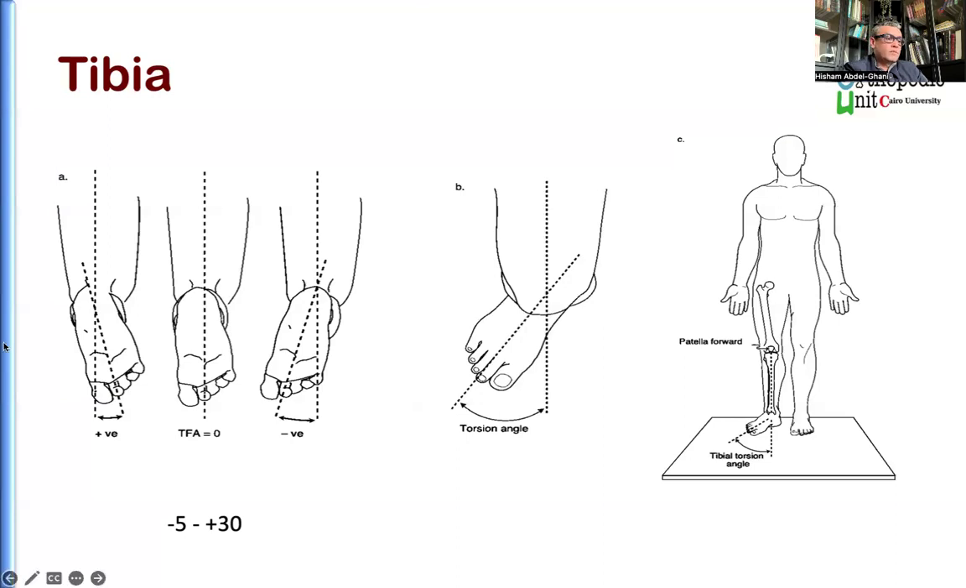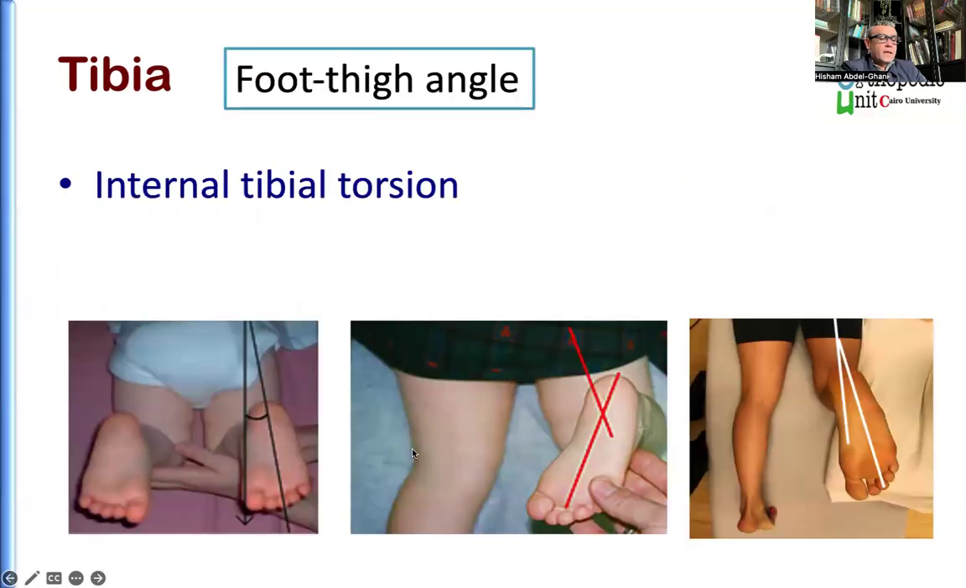The axis of the foot is aligned from the center of the heel to the space between the second and third toe, and it should be externally rotated about 10 to 20 degrees, up to 30 degrees, in relation to the thigh axis. So we measure the foot-thigh angle, and this angle will be between -5 and 30 degrees. This is a normal angle. If it is internally rotated, then we have internal tibial torsion. If it is more than 20 or 30 degrees, then it is external tibial torsion.